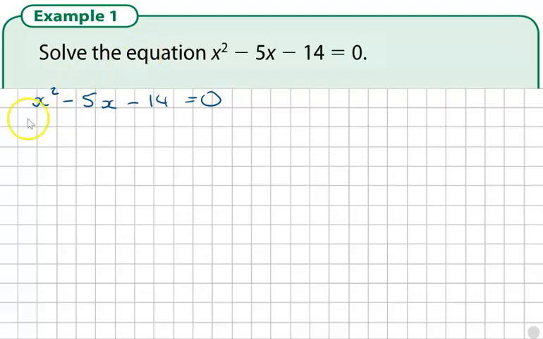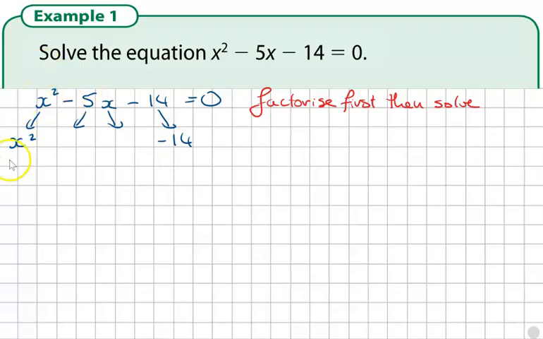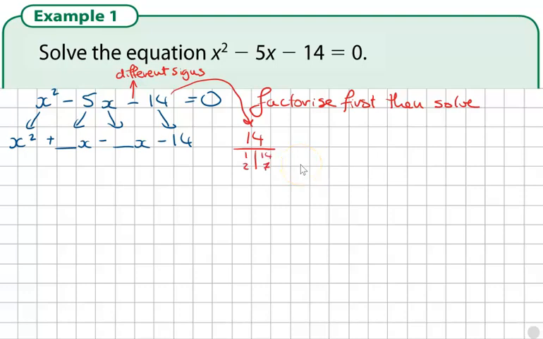So I'm going to write down the equation x squared minus 5x minus 14 is equal to 0. I'm going to factorize first and then solve. So I'll bring down the x squared, bring down the minus 14, and break the minus 5x up into two parts. This minus tells me that these signs here will be different, so one's a plus and one's a minus. I get the factors of 14. They are 1 and 14, 2 and 7. I'm going to choose 2 and 7 because 2x minus 7x gives me minus 5x.